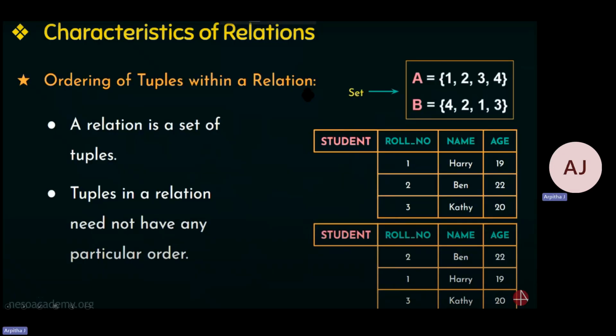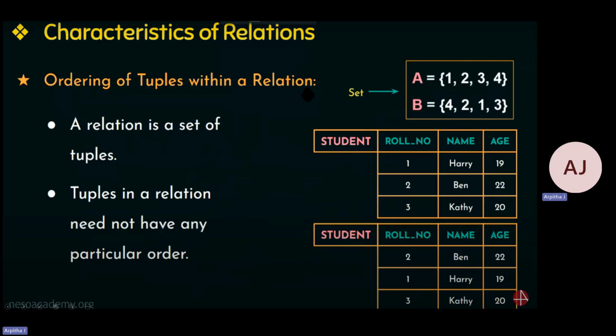Let us move on next to the characteristics of the relation. So here, what are the characteristics of a relation? The first characteristic of a relational database or the table is the ordering of tuples within a relation. So what do you mean by ordering of tuples within a relation? You have a relation, you have a table. In my example, Student is my table name, and these are the attributes: roll number, name, and age.